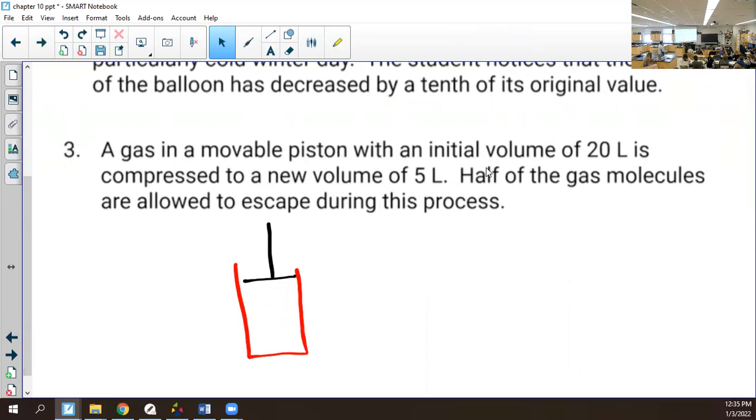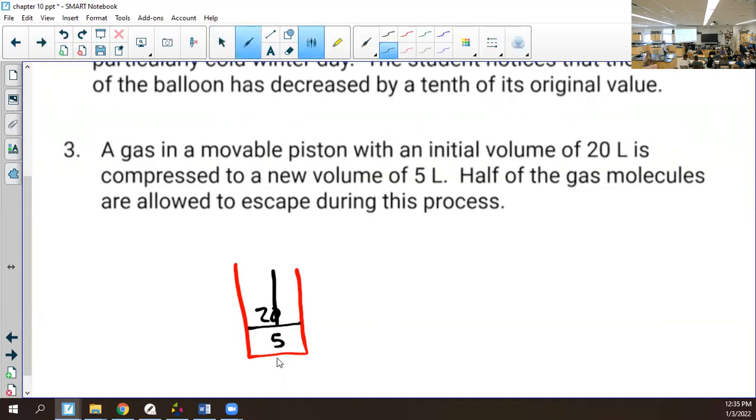So here we go. With an initial volume of 20 is compressed. Okay, so it was 20, but then we compress it down to 5. Something's going to happen for sure. Half of the gas molecules are allowed to escape during this process. What? That's kind of dumb. Well, half of the molecules. So that part, I can't answer the 20 or the 5 because they're not the same thing. Okay, take a minute and think about what happens here.